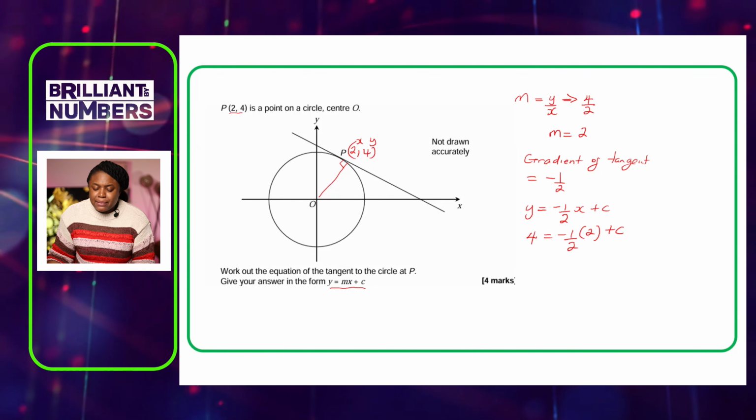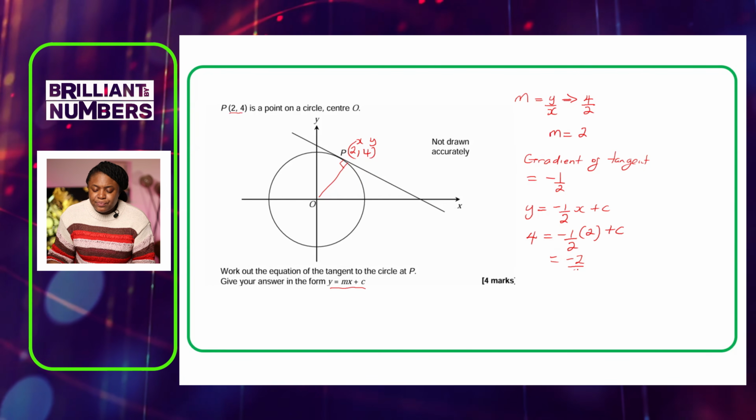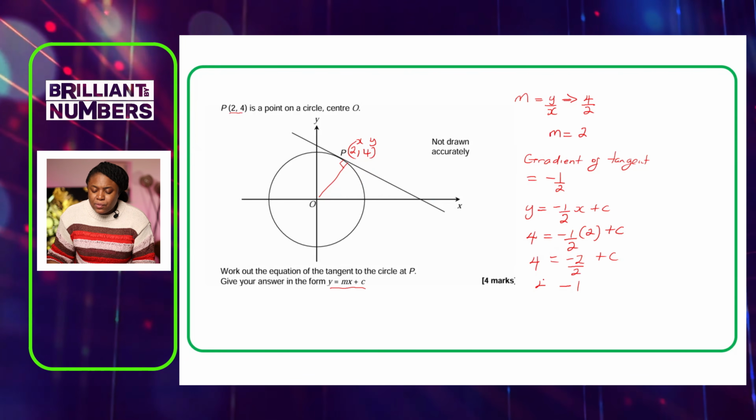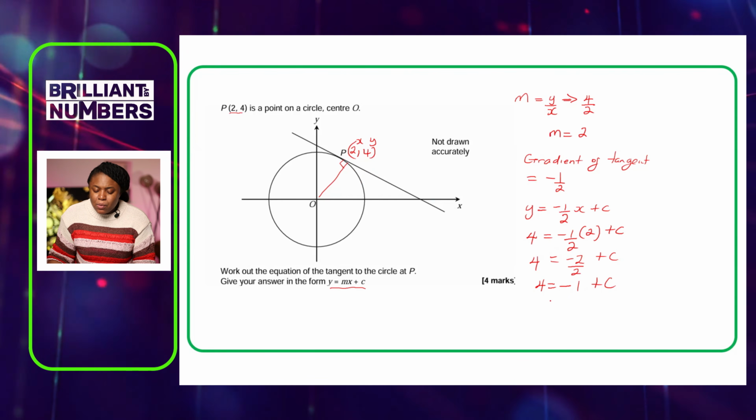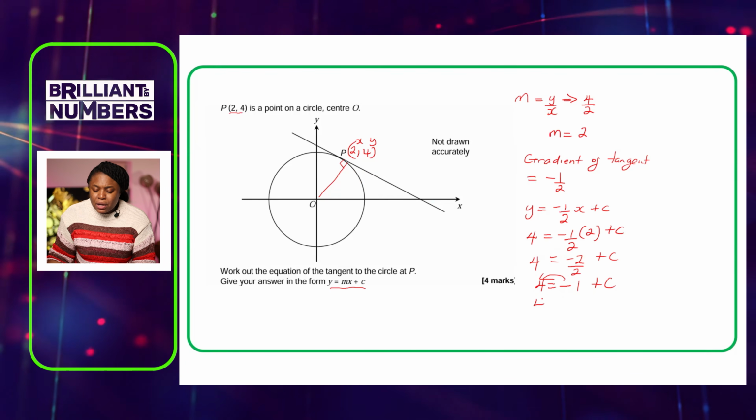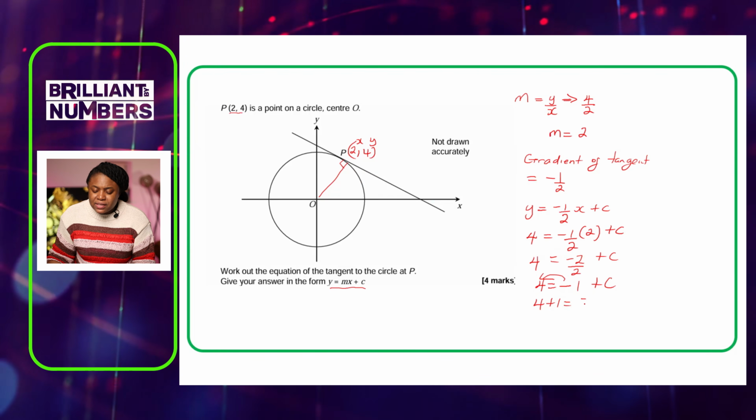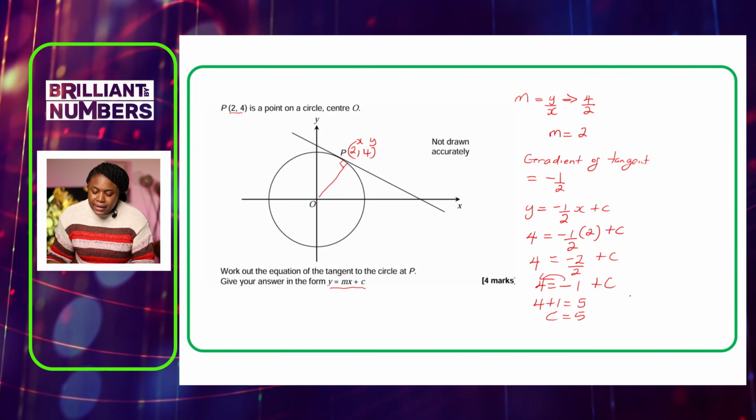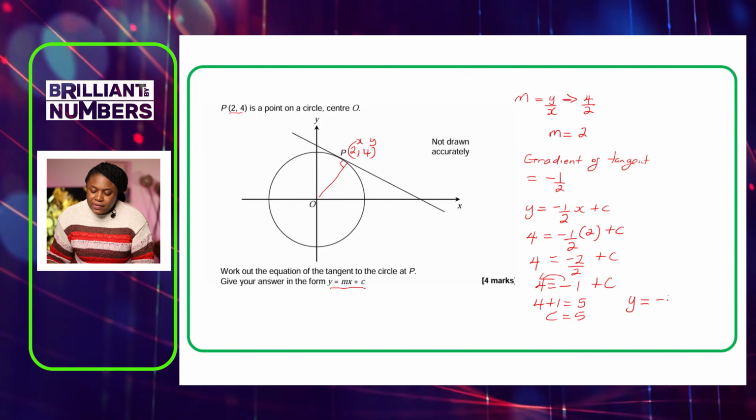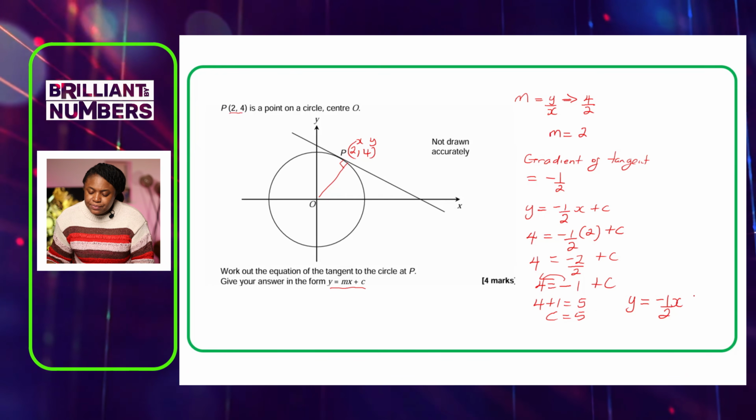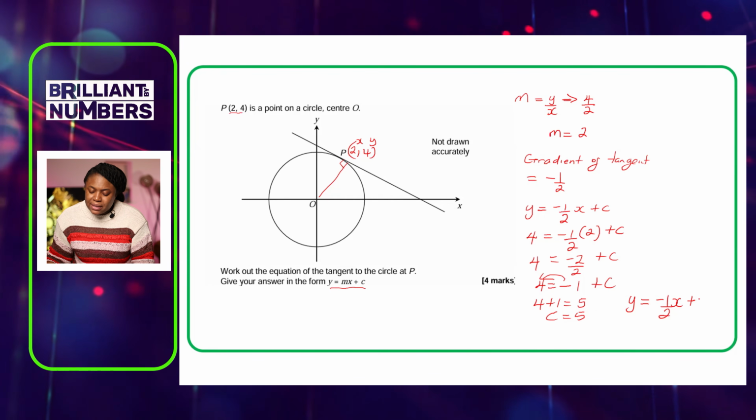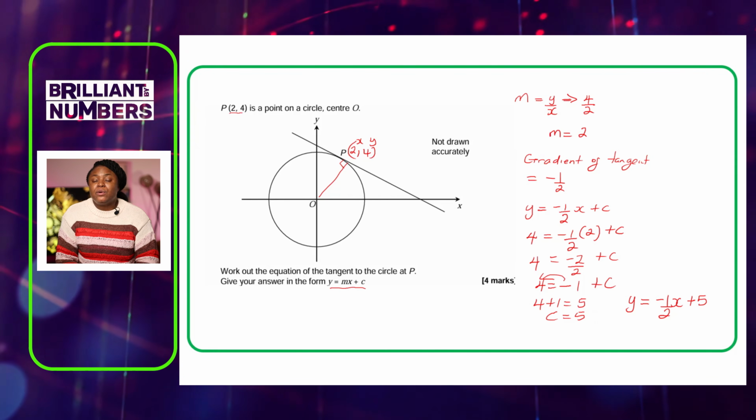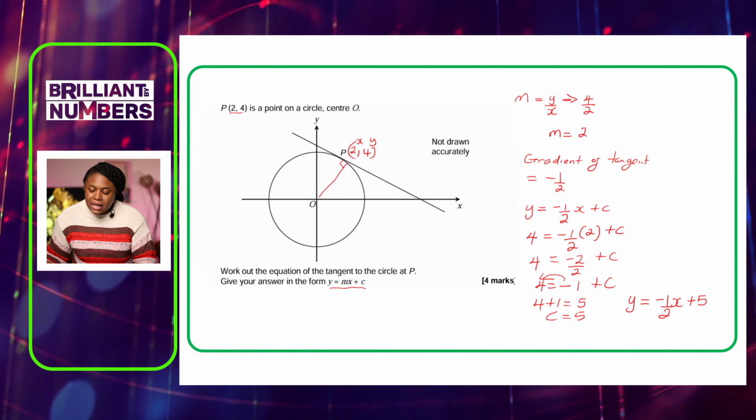So negative 1 times 2 is negative 2 divided by 2. So negative 2 divided by 2 is negative 1. So this is 4 equal to negative 1 plus c. We now need to put our minus 1 there. So 4 plus 1 is equal to 5, and 5 is equal to c. So therefore, we have everything we need now. The equation will be y equal to, the gradient is negative 1/2, we must put our x, plus our y-intercept, which we found to be 5. Absolutely fantastic. So it's y equal negative 1/2 x add 5.